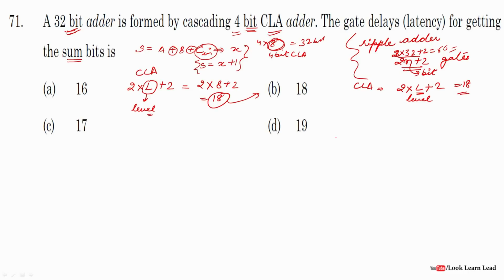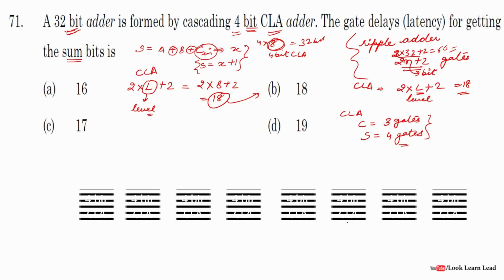Okay, so let's move on to the concepts. One thing for CLA: the delay for carry is 3 gates, and for sum it is 4, that is 3 plus 1, so 4 gates. You have to remember this, or study the carry look-ahead adder in depth, so you would get these things. Okay, now let's move on.